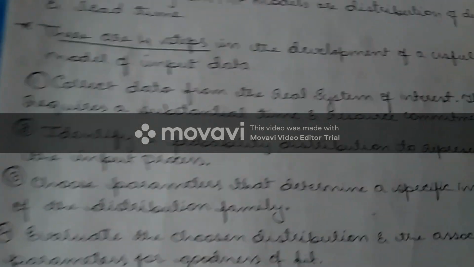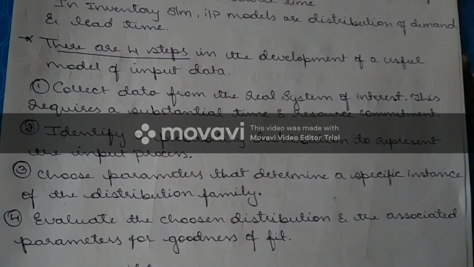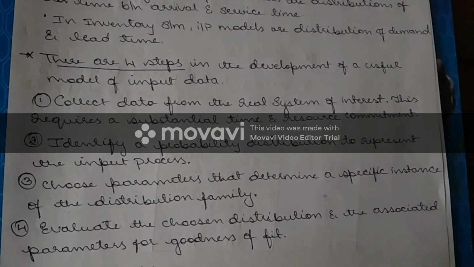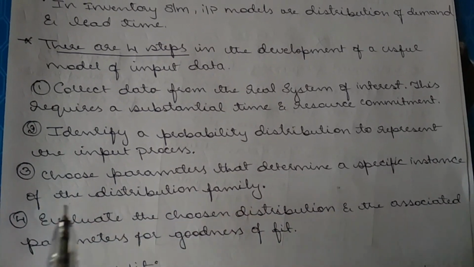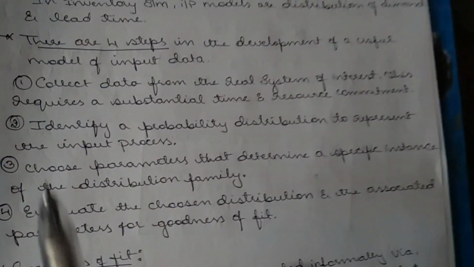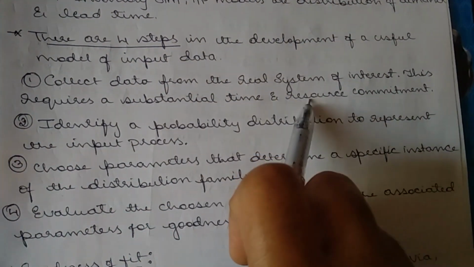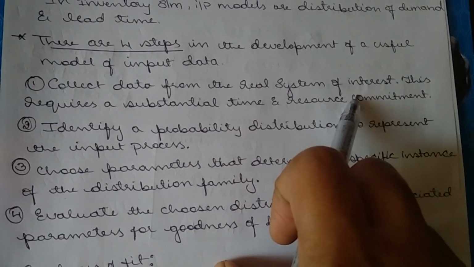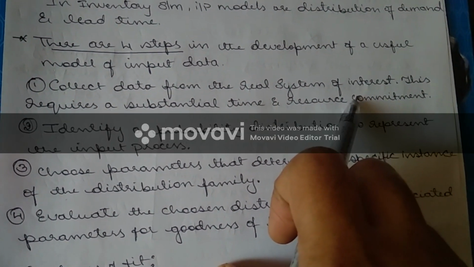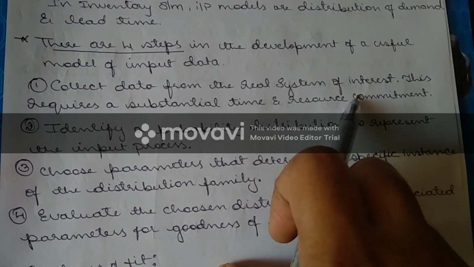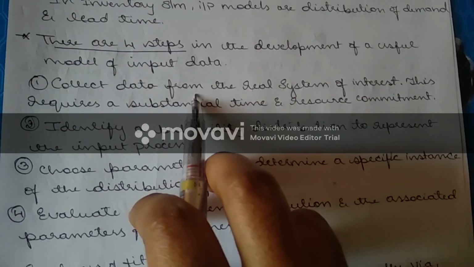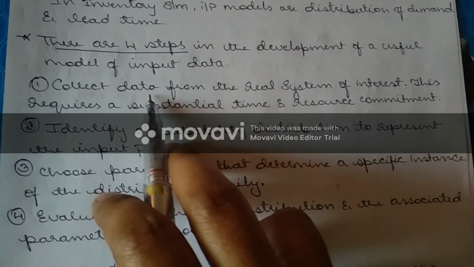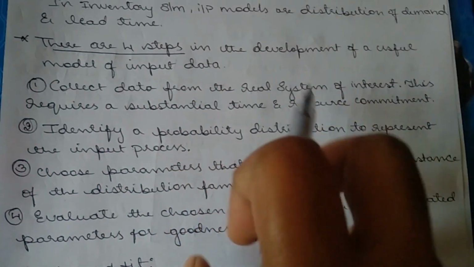There are 4 steps in developing a useful model of input data. This is a commonly asked question in the exam. This is very important. Yes, the very first step is to collect data from the real system of interest. First you have to get the requirement, and then according to the requirement you have to collect the data. We can just say it is data collection from the real system of interest.